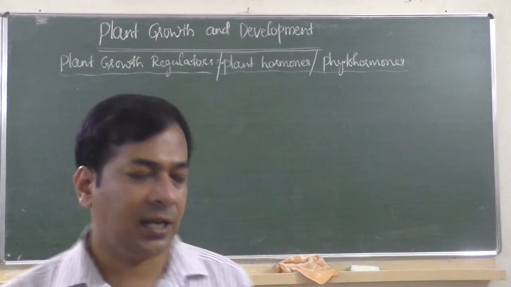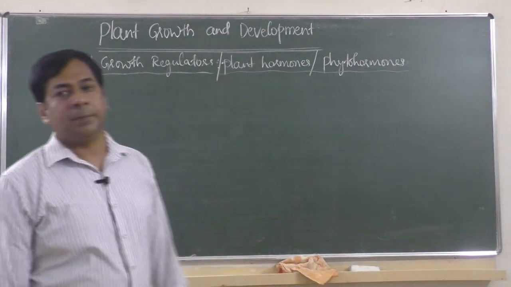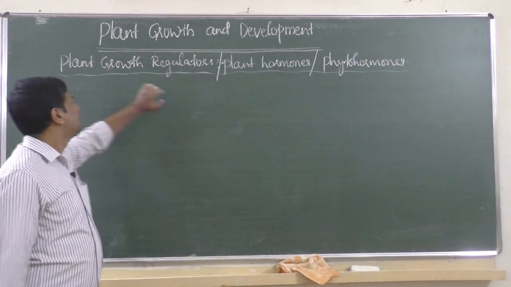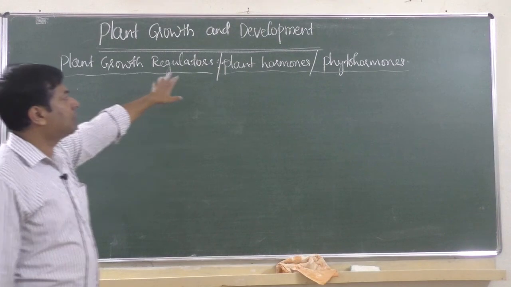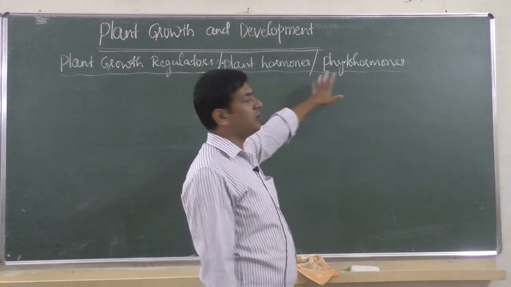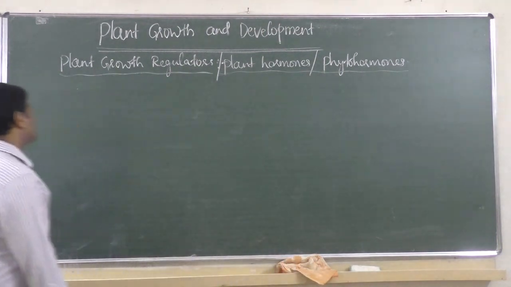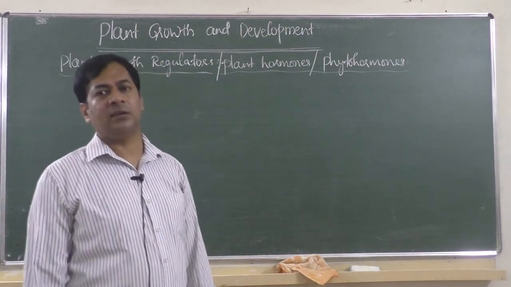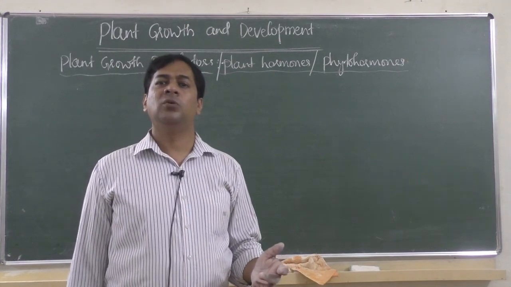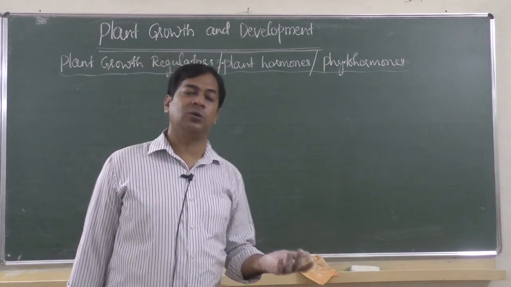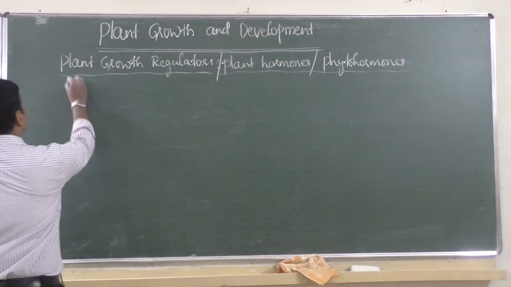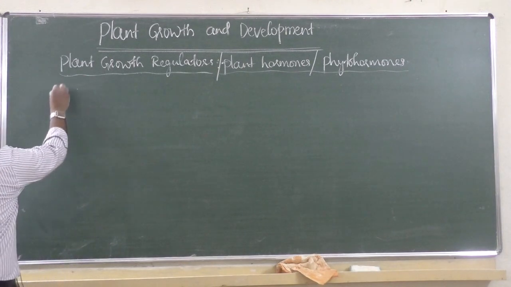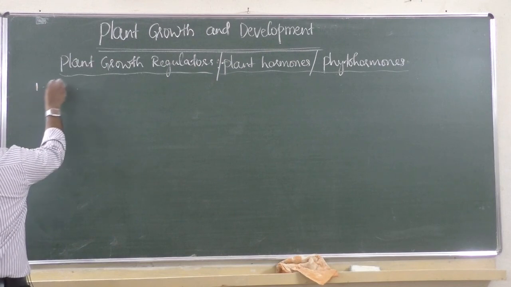So students, in our last class, under the chapter plant growth and development, we were learning about plant growth regulators or plant hormones, also called phytohormones. We discussed in the last class what kind of plant growth regulators there are, what their names are, and the discovery of all these plant growth regulators. Today we are going to learn plant hormones one by one. So the first plant growth regulator is auxin.